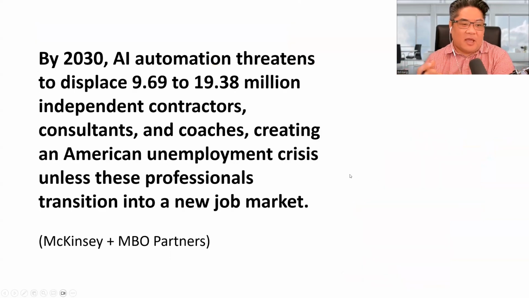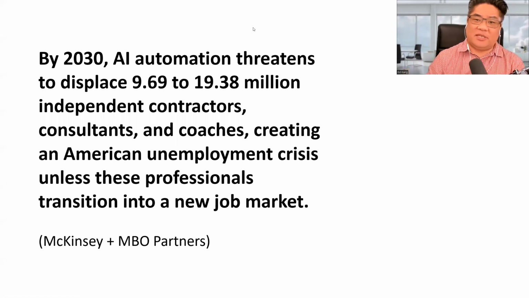Here's my problem statement. By 2030, AI automation threatens to displace 9.69 to 19.38 million independent contractors, consultants, and coaches, creating an American unemployment crisis unless these professionals transition to a new job market. All right, so let's pull this apart just a little bit, and I'm going to let you know. So I use ChatGPT. So I tell ChatGPT, here are my problem statements, or what problem statements would you use using version 4? And we go back and forth, and ChatGPT helps me iterate, right?